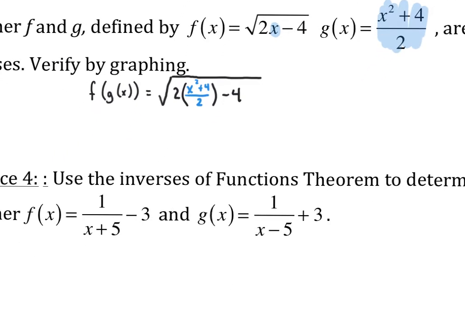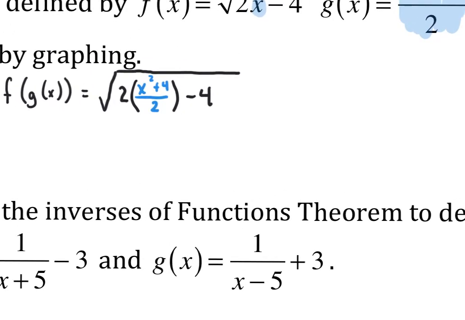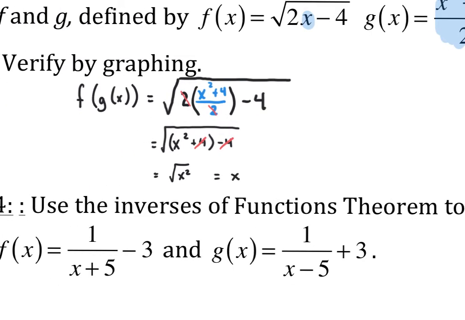Now let's see what happens when we simplify things here. Clearly we notice that the 2's reduce. So my next step there is going to give me x squared plus 4 minus 4, and notice we have the square root out there. From here, we see that the 4's reduce because 4 minus 4 is 0, and we're left with the square root of x squared. And of course, that end result is x. So is it true that f of g of x is equal to x? And the answer is yes. So far, so good.